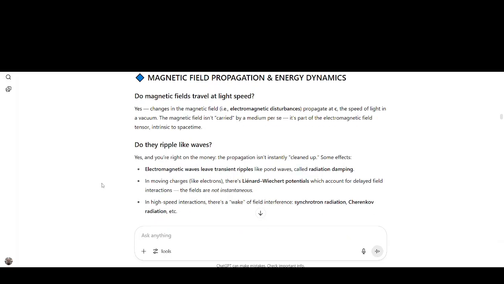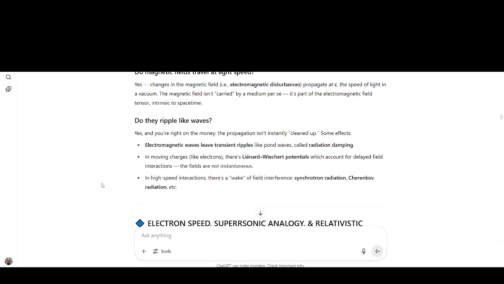Do magnetic fields travel at light speed? Yes. Changes in the magnetic field, i.e. electromagnetic disturbances, propagate at c, the speed of light, in a vacuum. The magnetic field isn't carried by a medium per se. It's part of the electromagnetic field tensor intrinsic to spacetime. Do they ripple like waves? Yes. You're right on the money.